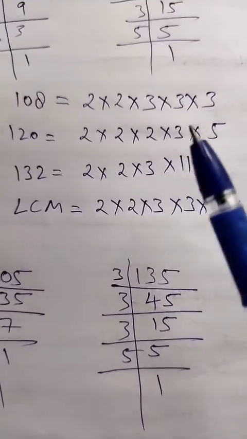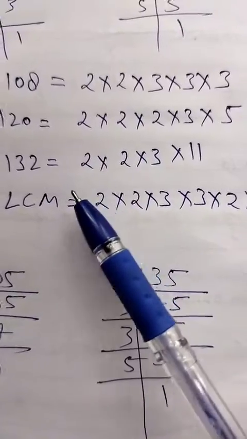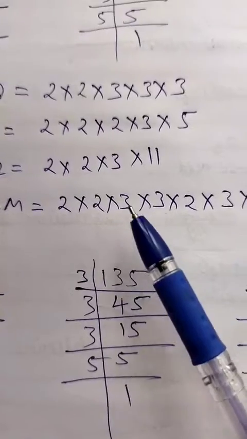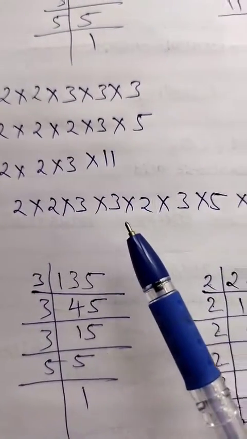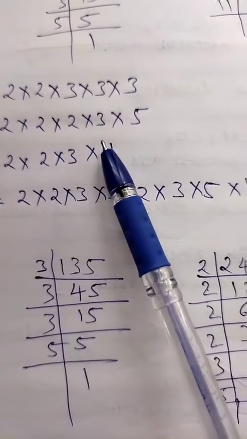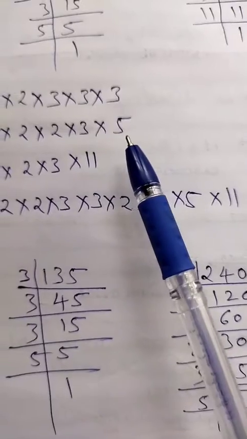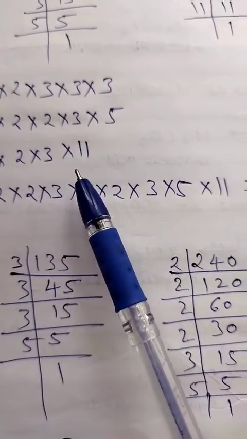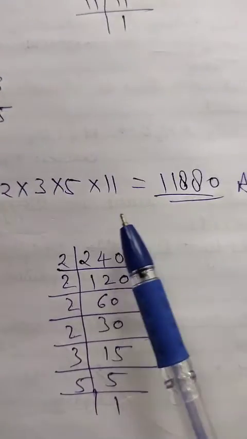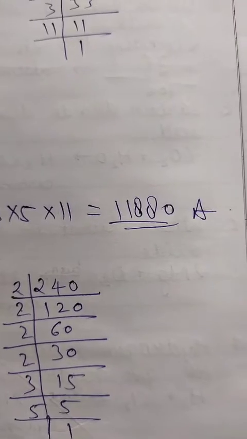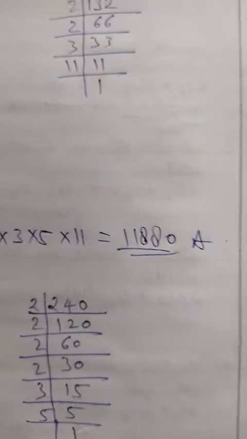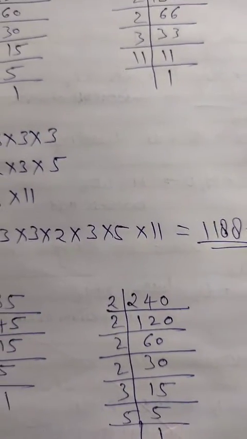Now what will you do? You will pick out the common numbers first, that is 2 into 2 into 3. These are the common numbers. Then you have to write the numbers that are left. Like in this, 3 into 3 is left, then in this 2 into 3 is left and 5, and in this 11 is left. So all these numbers you will write here and multiply them, and then you will get your answer, 11,880. In this way you have to find out the LCM. Hope this is clear to all.